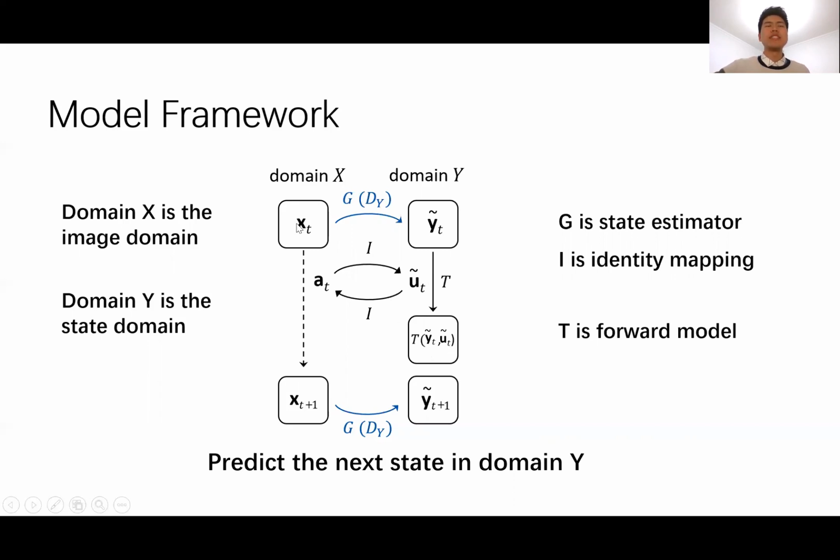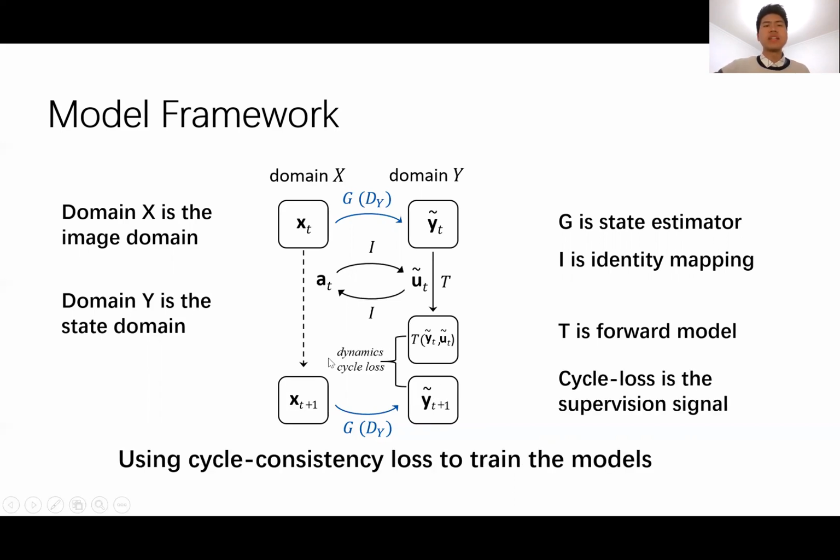Since the dynamics information in two domains is the same, we can claim that the two calculating methods of YT plus 1 should be the same. So this one and this YT plus 1, they should be the same. So here we define the loss as dynamics cycle loss. We use this cycle loss as the supervision signal to train the whole network, to train model G, to learn the correspondence between XT and YT. Although we don't have any paired XT YT to train the network, we use the dynamics information to learn correspondence.